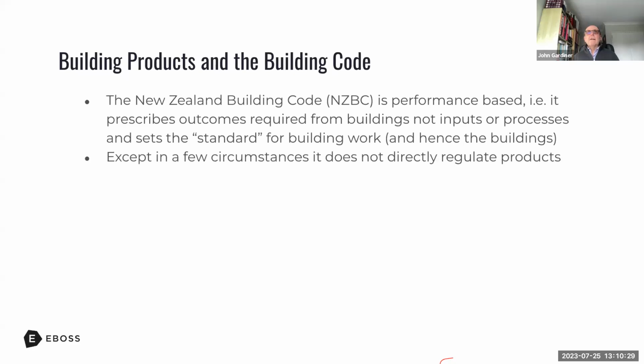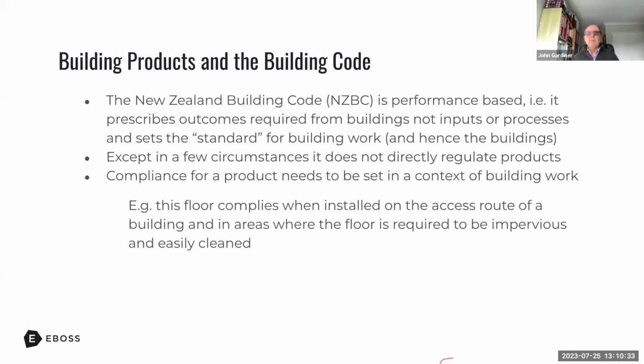Right. So one of the good things we have in New Zealand is that we have a performance-based building code. It describes outcomes required from buildings and not the inputs and processes into building buildings. And it's effectively the performance standards for which building work is evaluated, like when you apply for consent. Except in a very few circumstances, it does not directly regulate building products. The one exception to that is around hazardous building materials, where there's a clear obligation about building materials being hazardous, and that's neutral as to whether the materials are used on a high-rise building or a small outbuilding. So that's the only code clause generally where it's not building work specific.